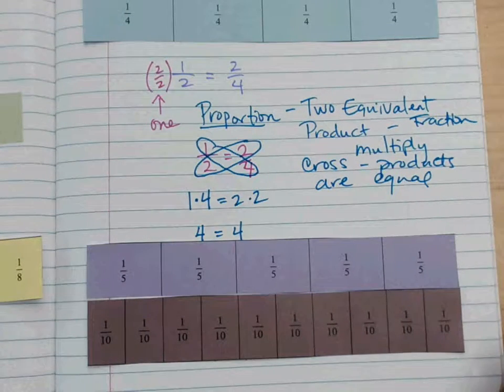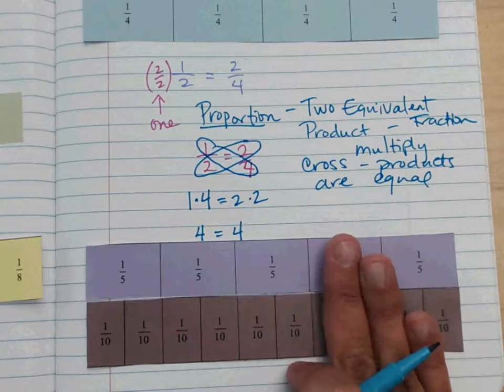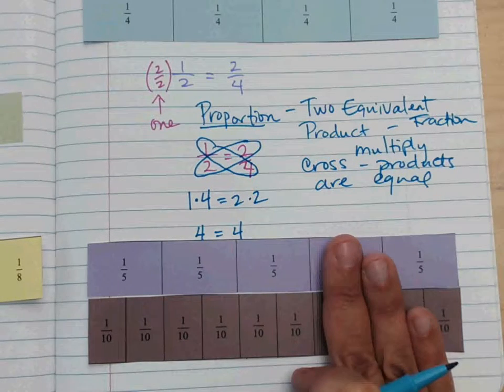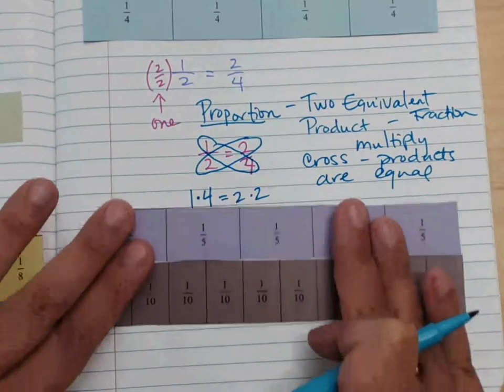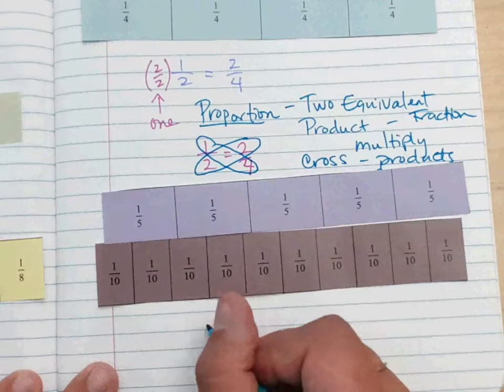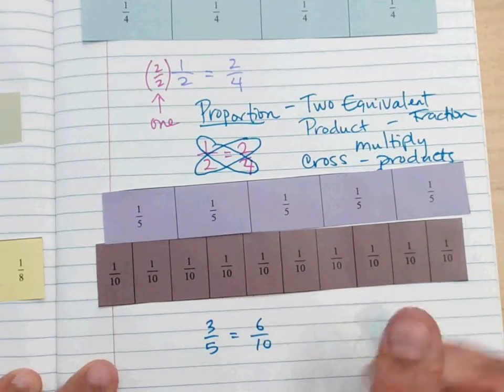Oh, yes. Okay. Now, let's say you have 3/5. Okay, that's 3/5. How many tenths are equal to 3/5? Does everybody see that relationship that he's showing us? I'm going to move this up a little bit higher. Okay. 3/5 is equal to 6/10.